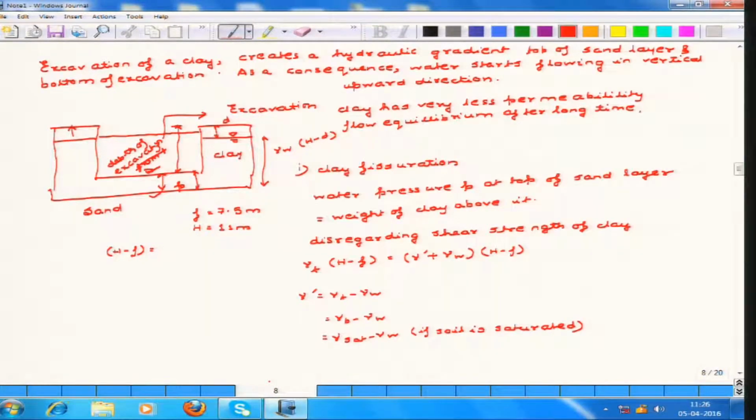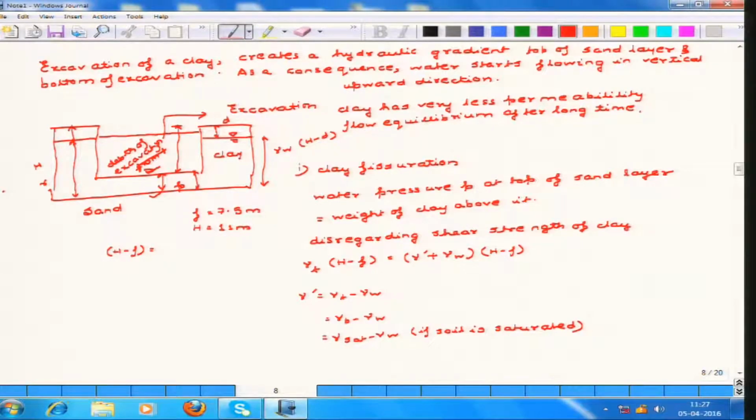Let me repeat what I have done. During this clay fissuration, the first important point is that the boiling condition is not going to occur only if, disregarding the shear strength, the water pressure at the top of the sand layer is equivalent to the weight of the clay above it. So we have found the weight of the clay above it. We considered that H is the height of the total clay layer, F is the depth of the excavation, and small d is the height of the water table from the top of the clay layer.